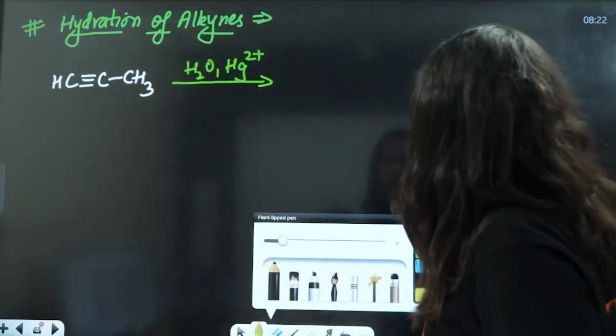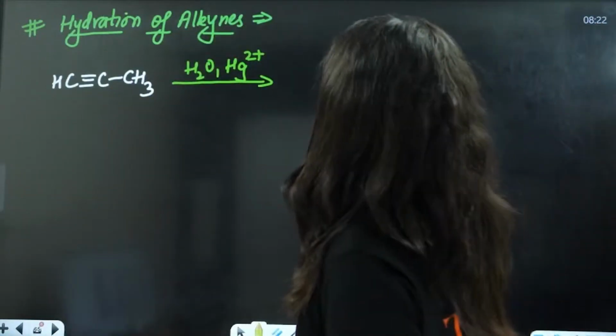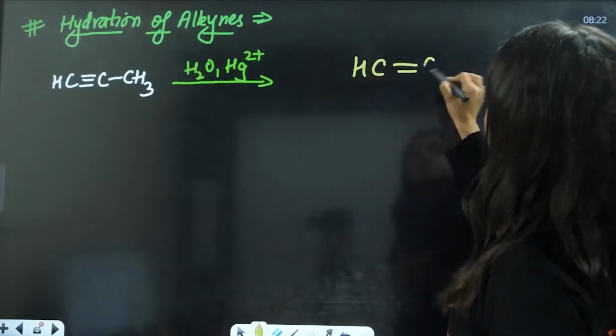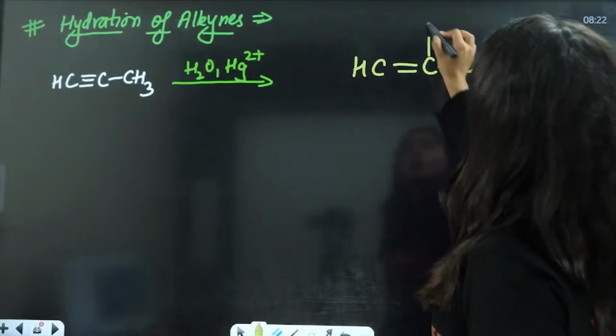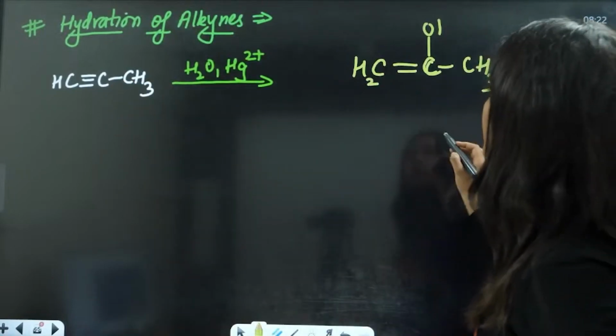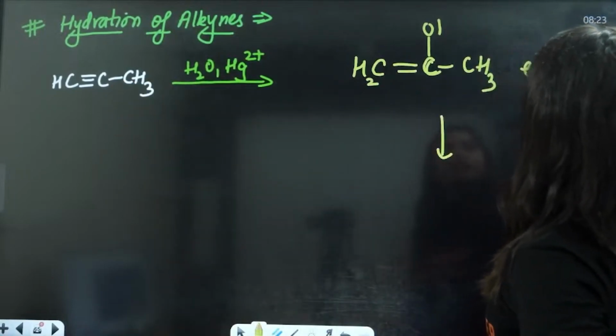Hydration of alkynes, everyone. Very simple thing. Just break the pi bond here. This is CH, this is the double bond. This is C, this is CH3. OH is here. Why? Because the positive charge here will be more stable, and H here. Then we have the enol form.